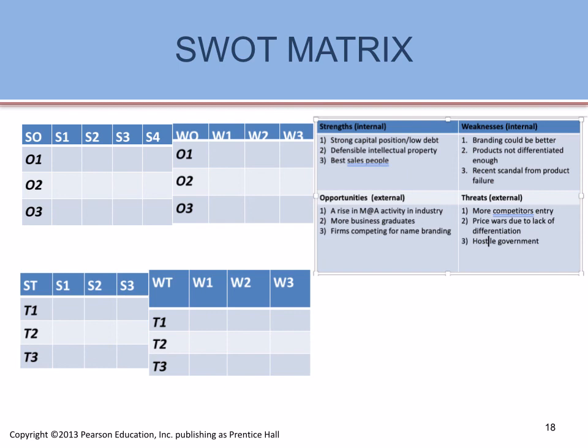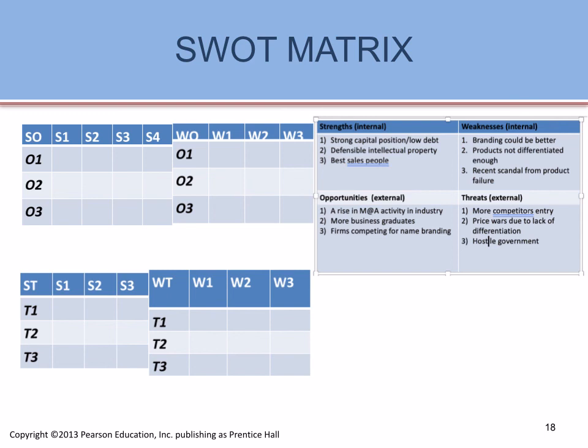Okay? So then our ST strategy would be something like donate money to the hostile government by lobbying for lower taxation. So therefore, our ST strategy is donating more money to the hostile government by lobbying for lower taxation.